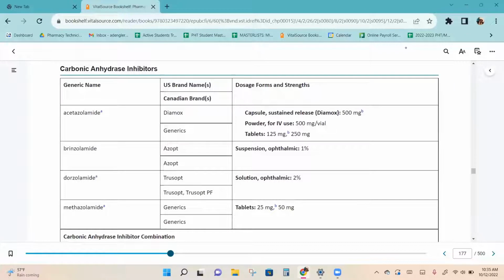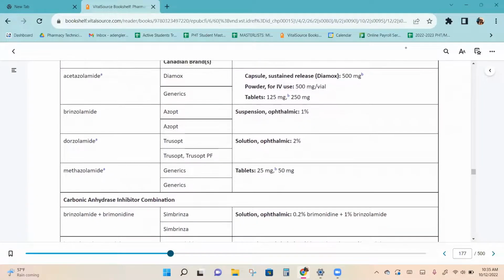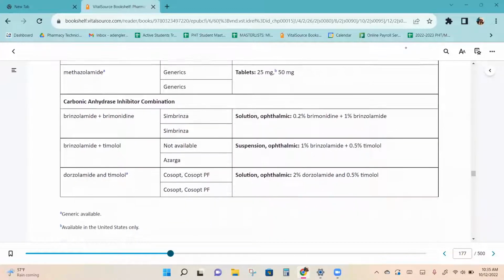So we have acetazolamide, which is under the brand name of Diamox. It comes in a capsule, it comes in a powder for IV use, and it comes in tablets. Brinzolamide is only available in an ophthalmic suspension. Dorzolamide is only available in an ophthalmic solution, and methazolamide is available in an oral tablet only.